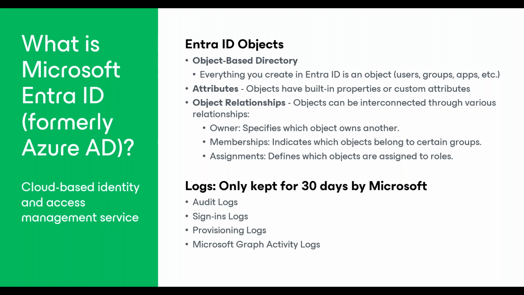An object can be interconnected through various relationships. For example, an owner or a membership. Membership indicates which object belongs to a certain group, and ownership specifies which object owns another. And of course, assignment, which defines which objects are being assigned to a role.